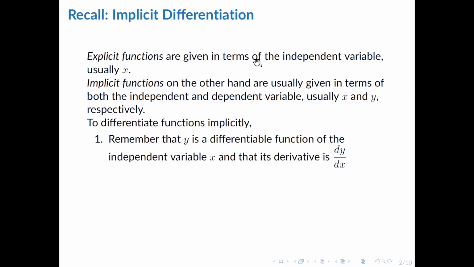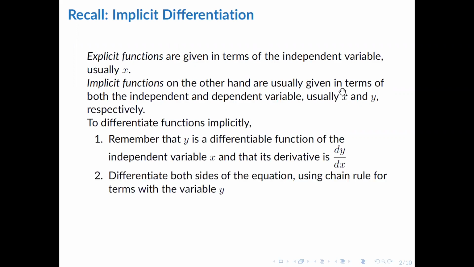To do this, we remember that y is a differentiable function of the independent variable x, and that its derivative is dy over dx. We differentiate both sides of the equation using the chain rule for terms with the variable y. And lastly, we solve for dy over dx, and this is our goal, the thing we want to obtain from implicit differentiation. These three steps may look a bit difficult, but later we'll have examples and I'll try giving you tips for how to think about this process.